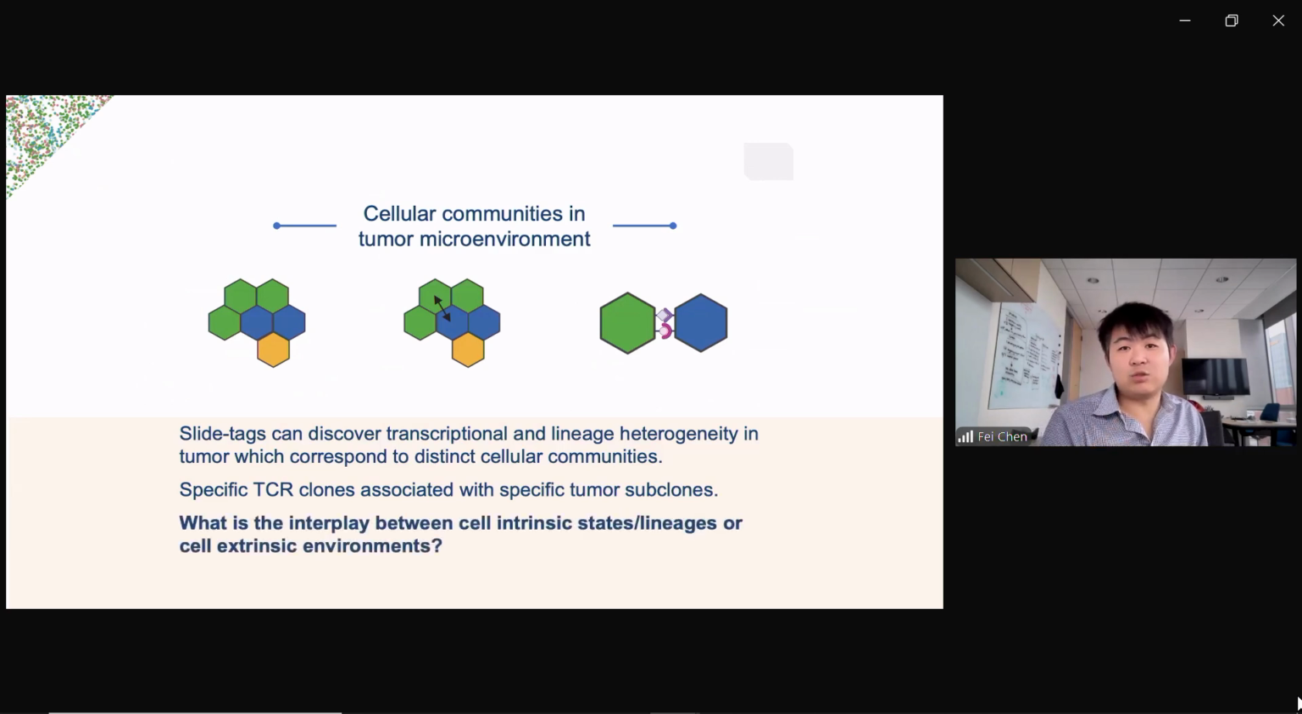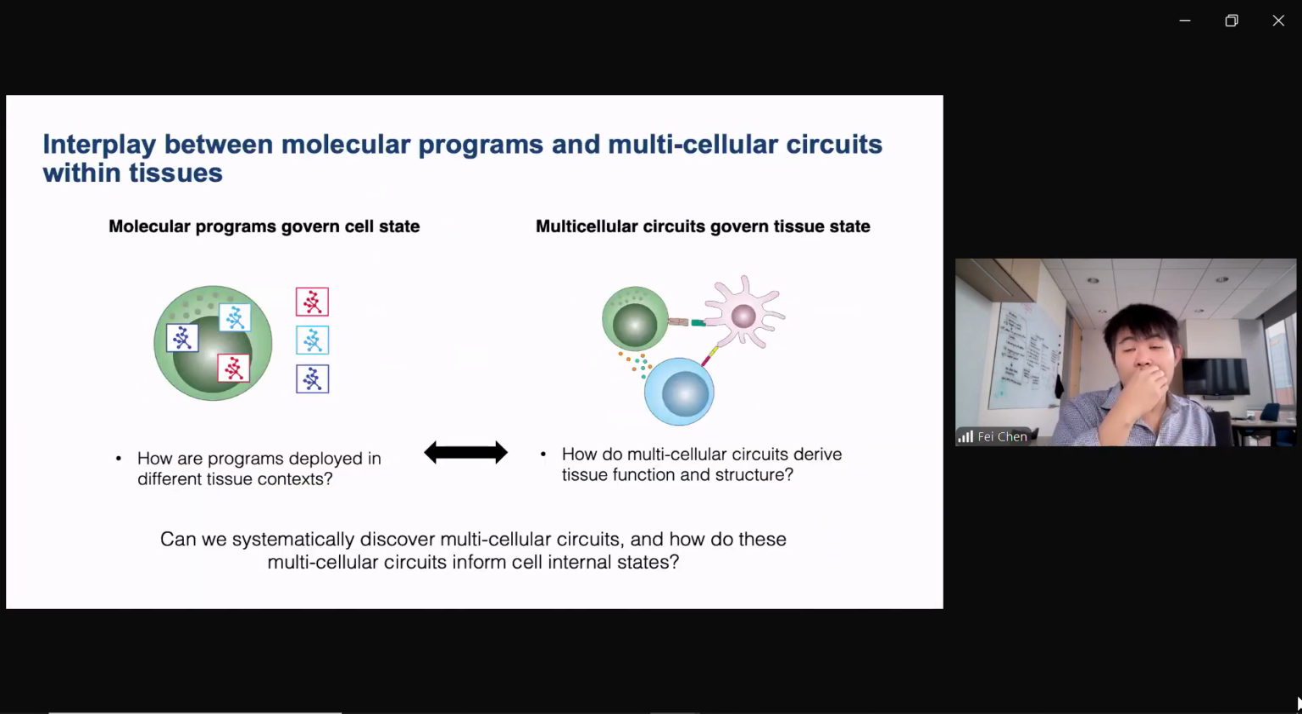I think this opens up a question that a lot of us are quite interested in: are these interactions primarily driven by intrinsic cell states of the tumor or by cell-extrinsic environments? In this case, it looked like tumor cell clonality played a dominant role in modulating its local environment, and we're starting to look at that more systematically. This comes back to the beginning of this talk: how do we relate the programs inside of a cell to the environment outside of a cell?